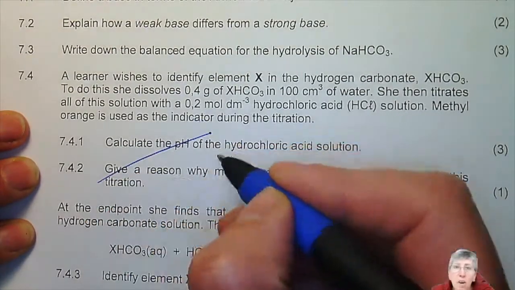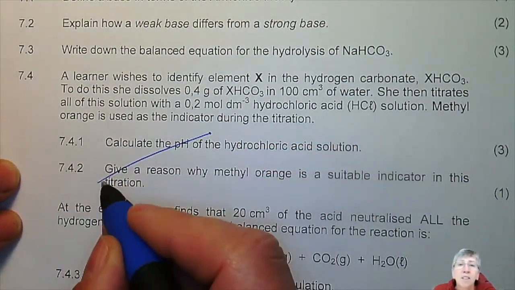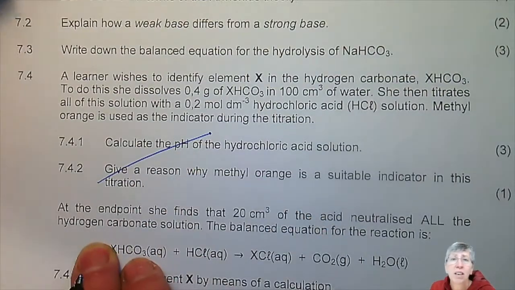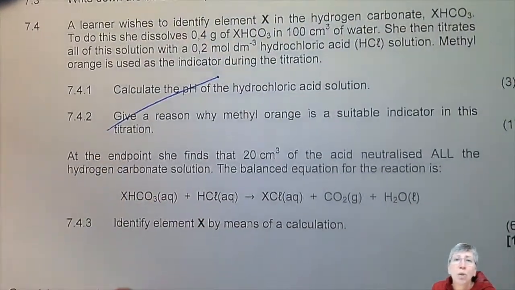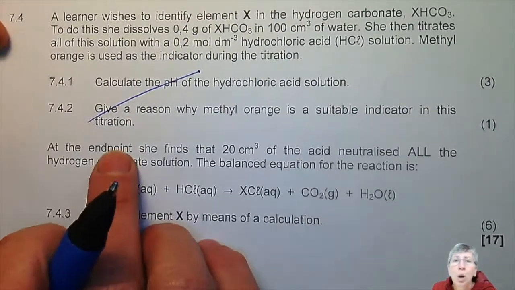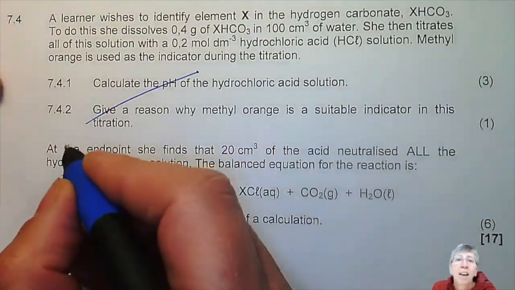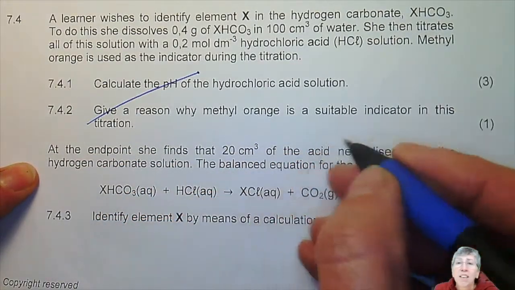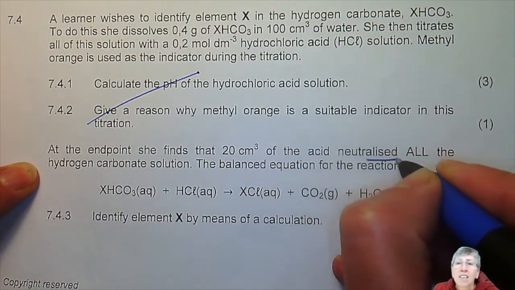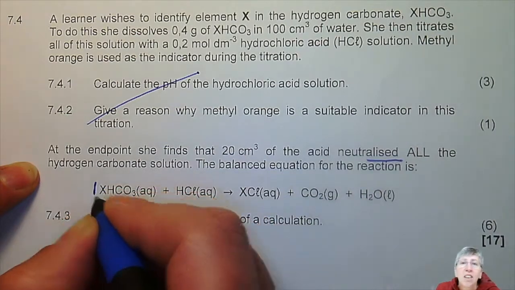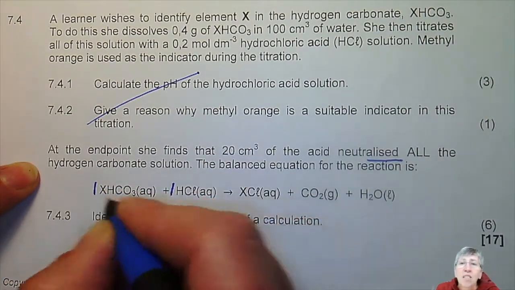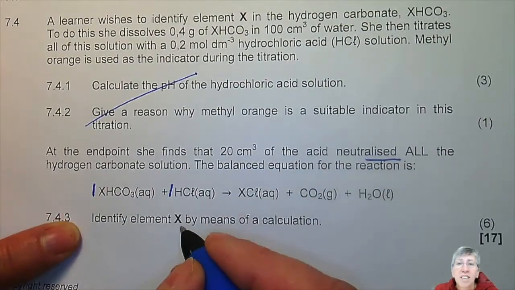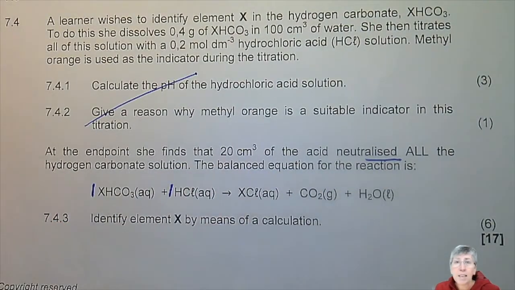Right, we are not going to look at 7.41 and 7.42, basic acid things that we did in the previous topic. We are going to move on and do the mole calculation. Now they tell you at the end point she finds the 20 cube centimeters of the acid neutralized. What does that tell you? In the right ratio. All the hydrogen carbonate, the balanced equation is this, and then identify element X.